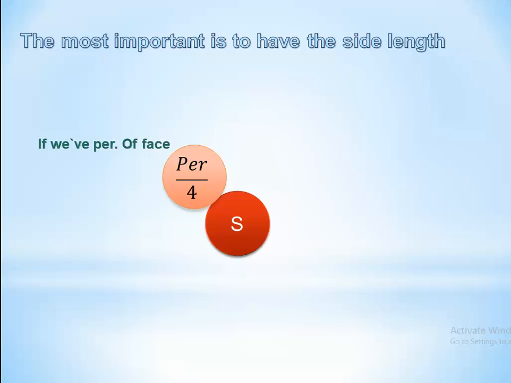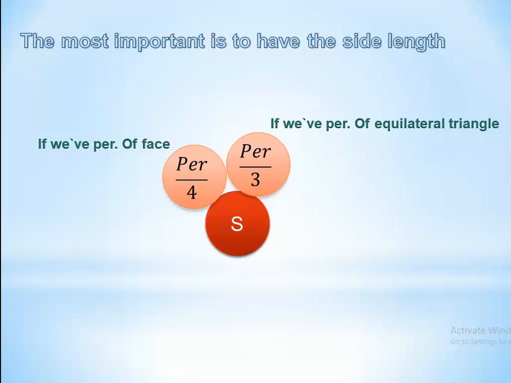Like what? If I have the perimeter of a face of the cube, we know that the face of the cube is a square, so the perimeter of a square equals side by 4. So if I want to get the side from this rule, it will be perimeter over 4. If he told me that the perimeter of one face equals the perimeter of an equilateral triangle, it means we are going to make perimeter divided by 3.